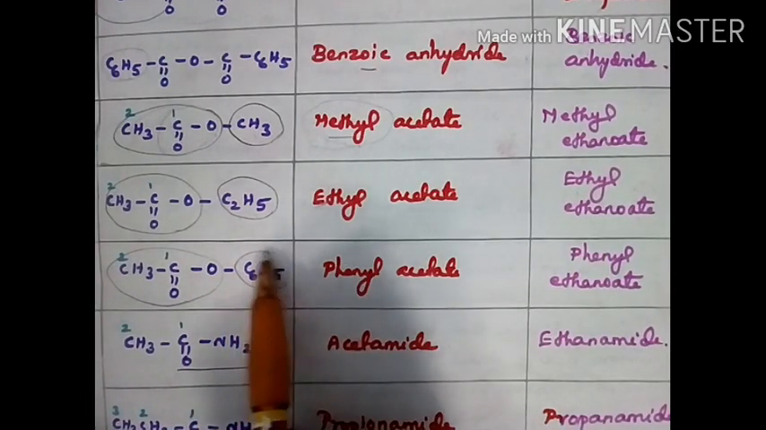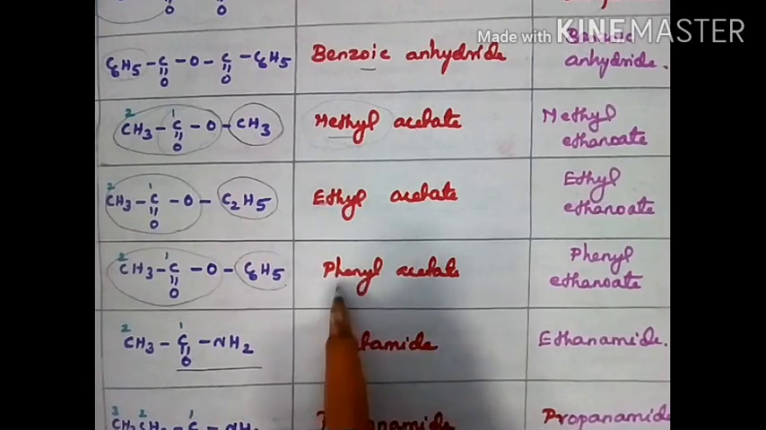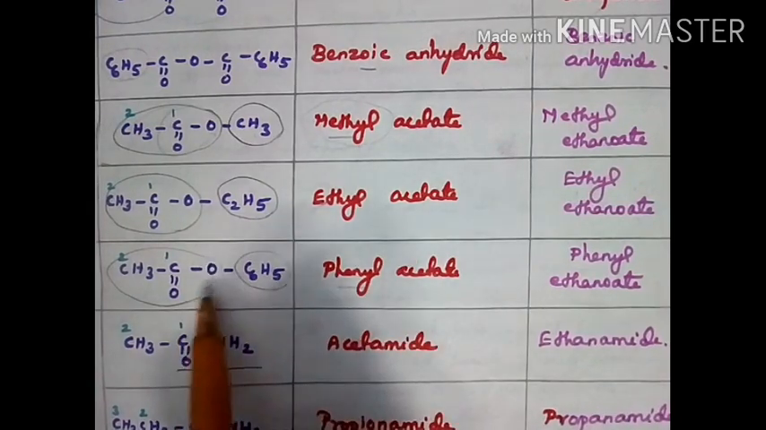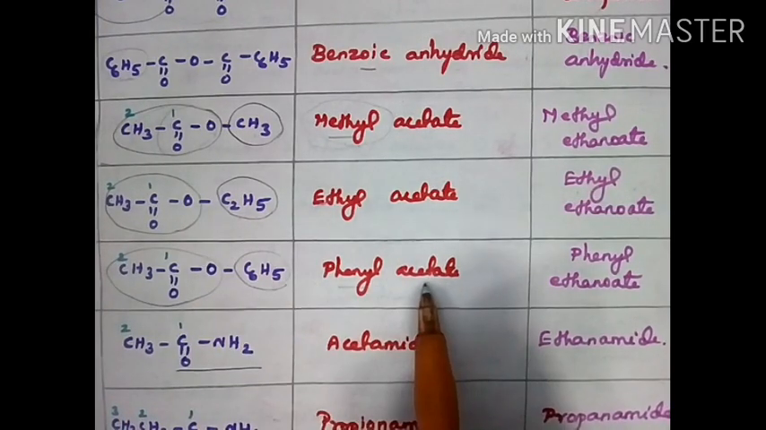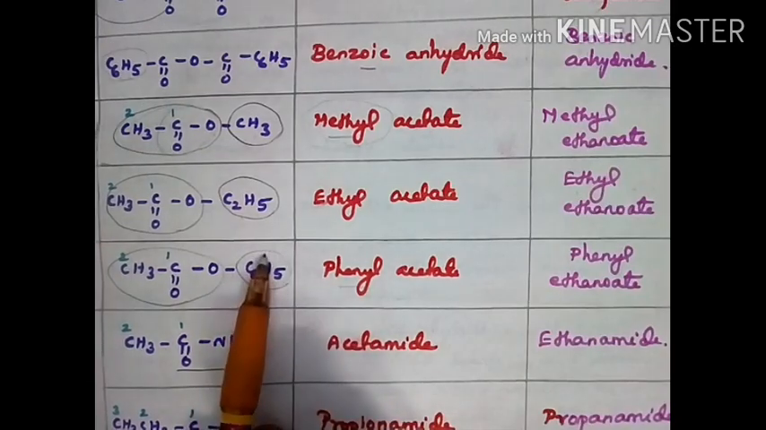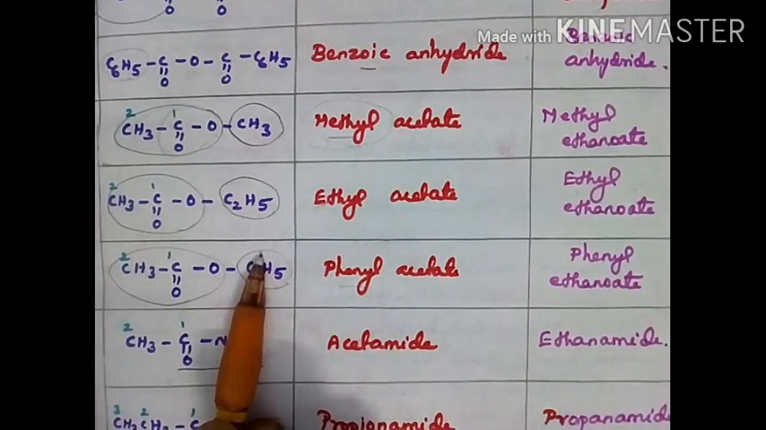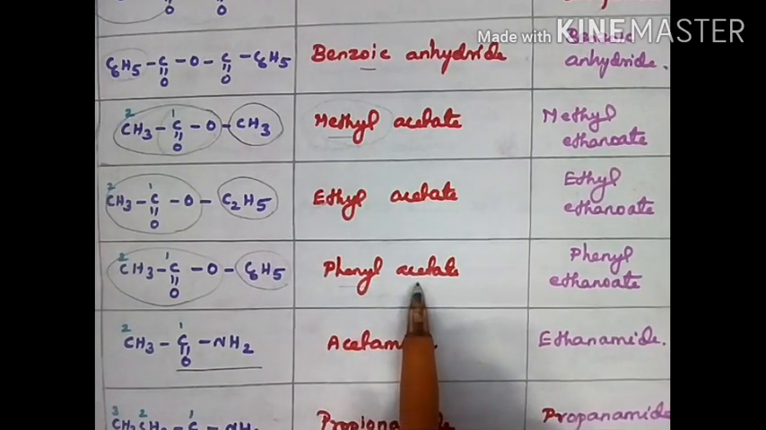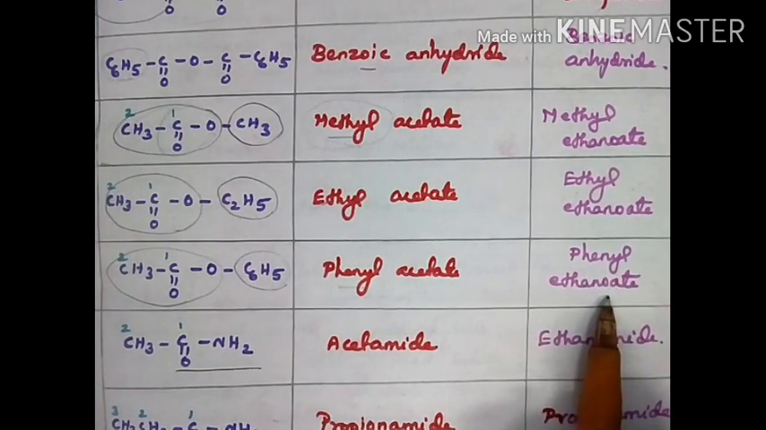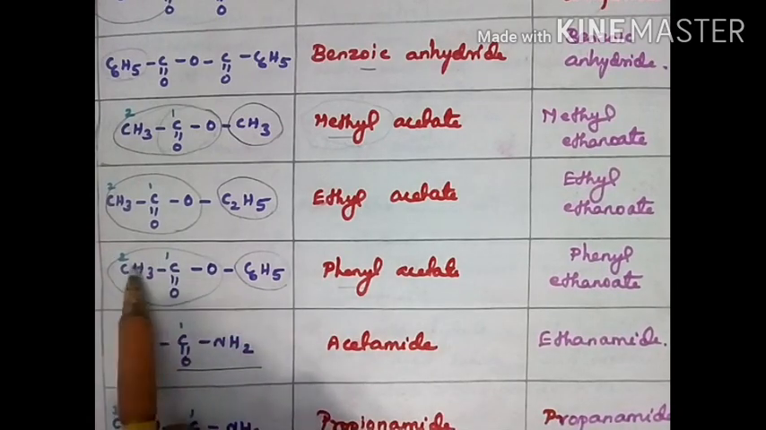Similarly, we have a phenyl group attached to oxygen. So write this as phenyl. This we know is an acetic acid derivative, so acetate, we already discussed, no? Instead of H, if you put C6H5 or CH3, it is ate. So it is phenyl acetate. This is phenyl ethanoate. 2 carbon is there, so it is ethanoate.